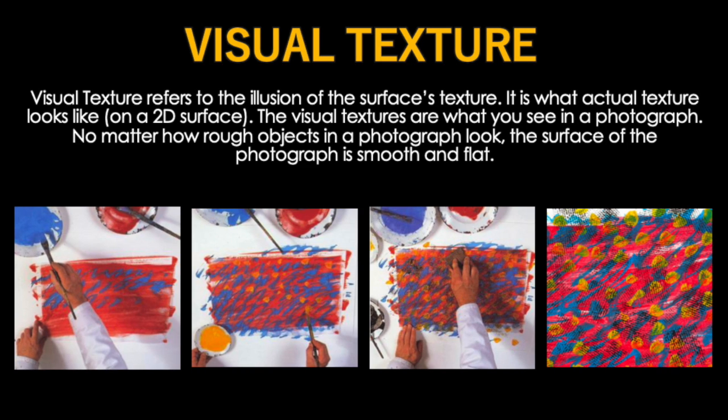Visual texture. Visual texture refers to the illusion of the surface's texture. It is what actual texture looks like on a two-dimensional surface. The visual textures are what you see in a photograph. No matter how rough objects in a photograph look, the surface of the photograph is smooth and flat.